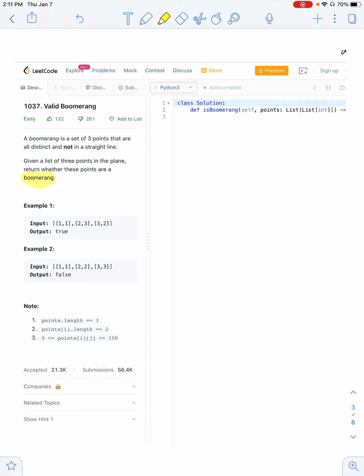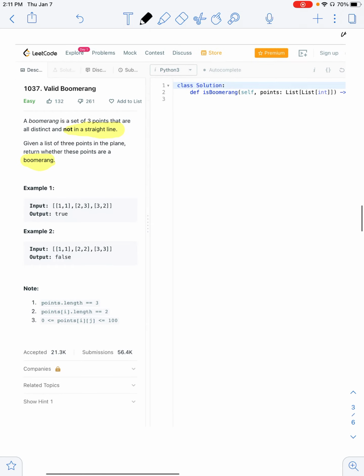Well, a boomerang is defined as a set of 3 points that are all distinct and not in a straight line. So the emphasis here is on not in a straight line. If you're given a system of 3 points and those 3 points do not form a straight line, then those 3 points are a boomerang. Okay? I think a better way of understanding this is to look at some examples.